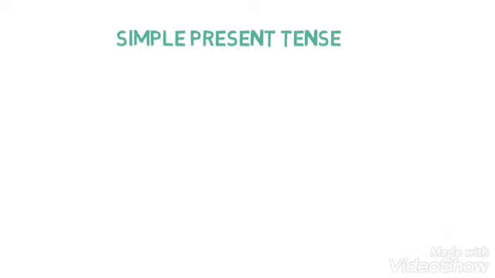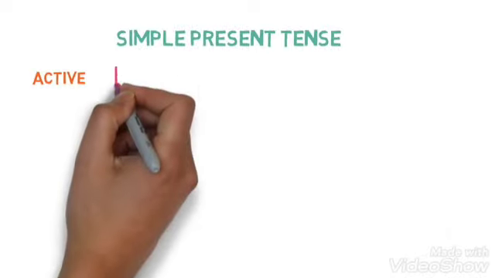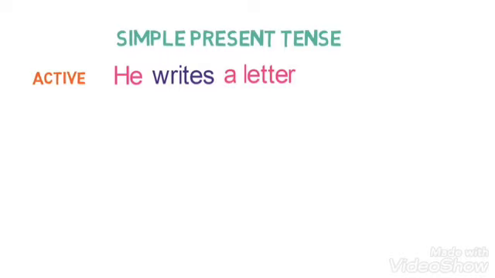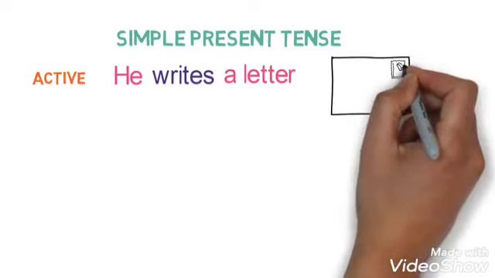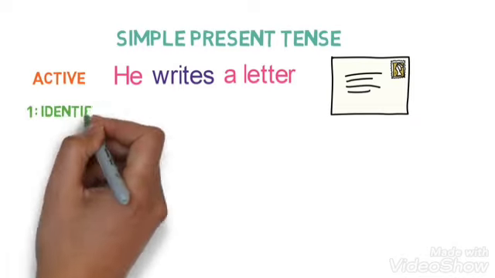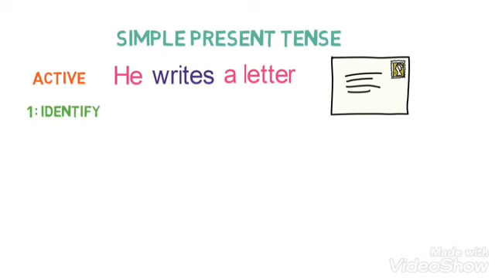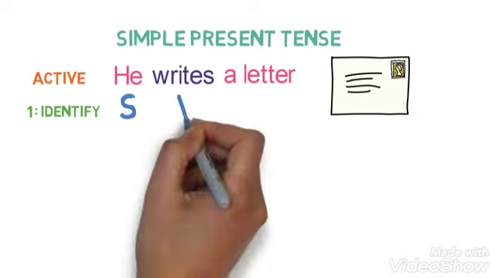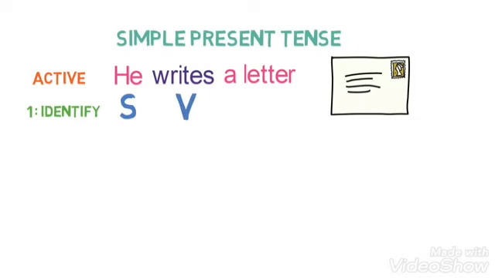The first one is the simple present tense. The active sentence is: he writes a letter. First step, identify the subject, verb and object. Second step is swap the subject and object. The third step is the verb form: change the verb to verb 3 form.